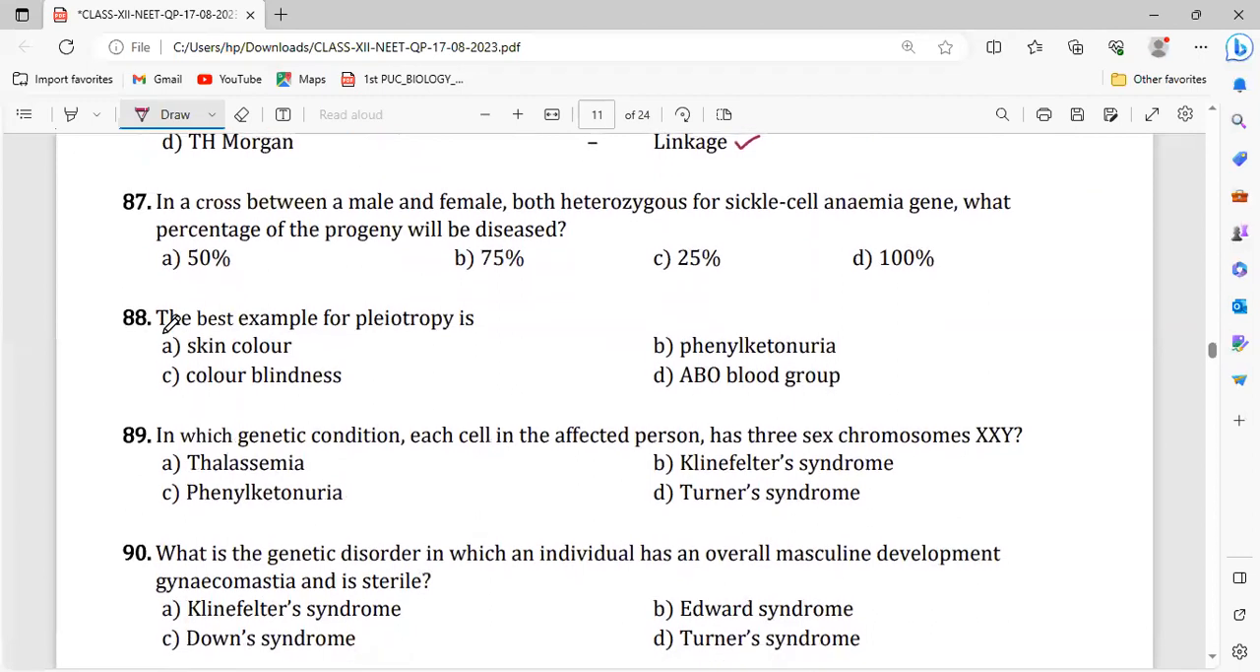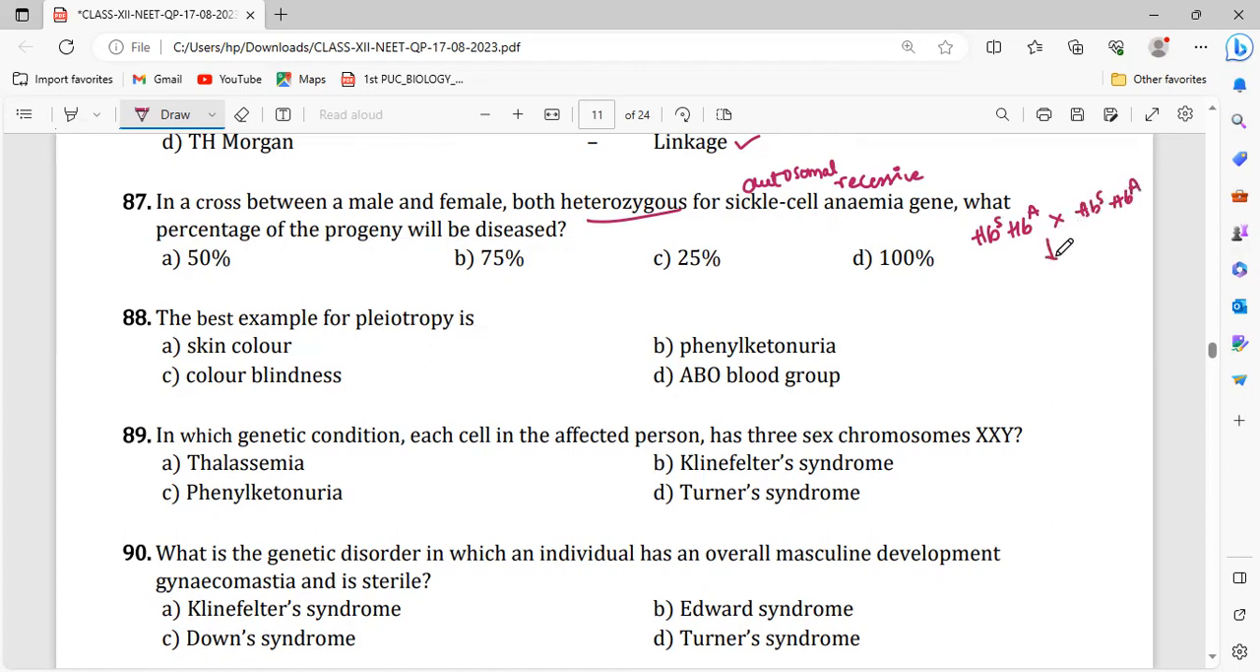87. In a cross between male and female, both heterozygous for sickle cell anemia gene, what percentage of the progeny will be diseased? So we know this sickle cell anemia is an autosomal recessive character. Right? So both the parents are heterozygous, they are saying. So that means the genotype will be like this. HbS, so HbS is diseased, HbA is normal.